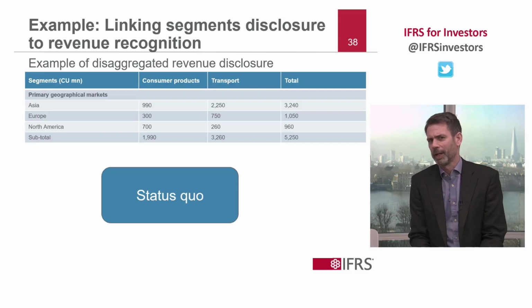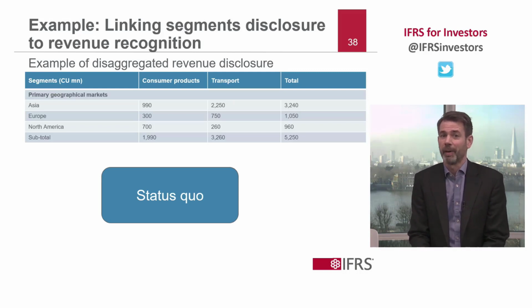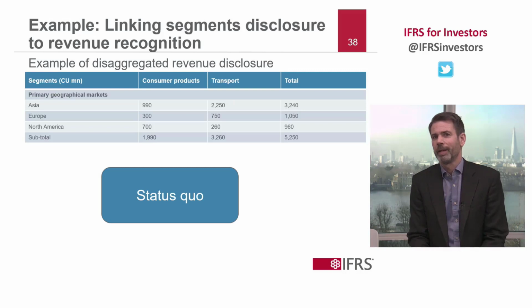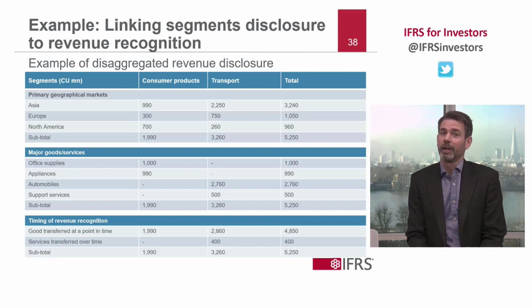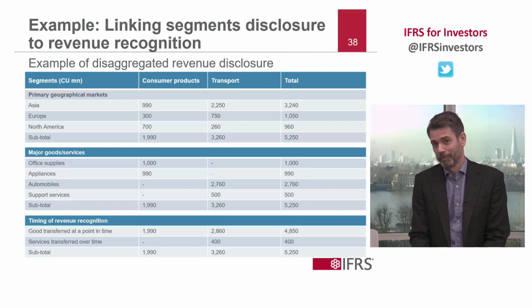This slide presents an example of how additional information about the disaggregation of revenues might be provided by a company. This starts with the status quo, which is IFRS 8 segment information for revenues. Next, we have disaggregation by product type, timing of revenue recognition linked to segment disclosure.